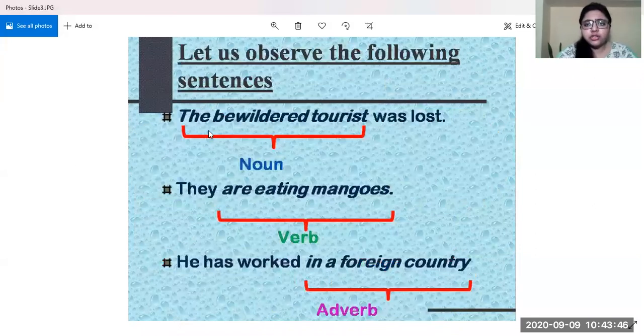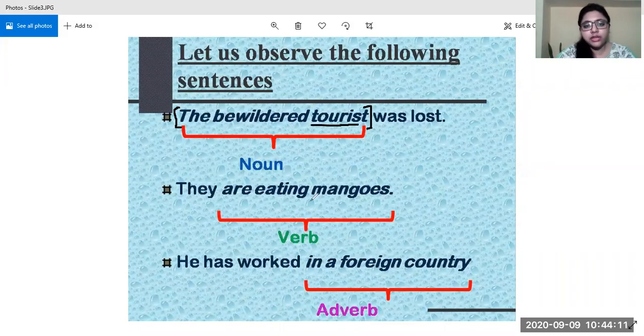Now let us move back to the previous slide. This is the portion which is a phrase, the bewildered tourist. We can find that there is a noun, tourist, but there is no subject which is doing any work in this group of words. The bewildered tourist, can we find any subject which is doing any work? No. So there is no subject in a phrase.